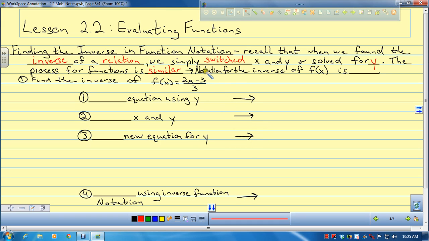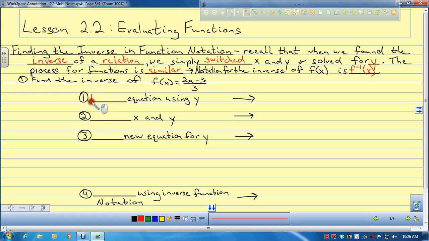One of the differences is going to be the notation, just like we're now using function notation, right? So the notation, the inverse of f of x is going to be f, and now you're going to see a little -1. It looks like an exponent. That implies the inverse of. The inverse of f of x is how you would read that. Okay, so let's go ahead and just work through an example here. We're going to find the inverse of f of x equals quantity 2x minus 3 divided by 3.